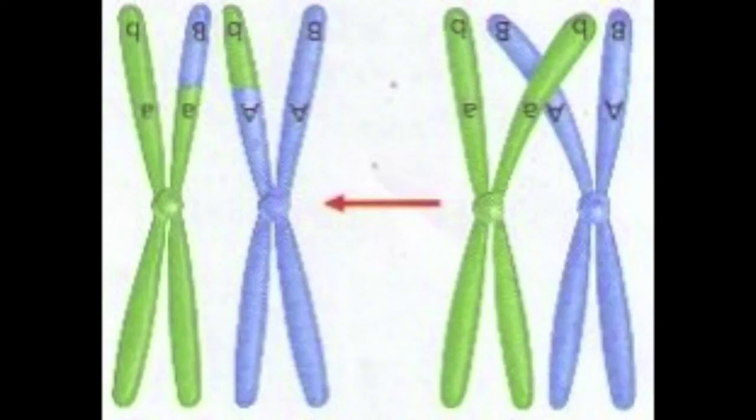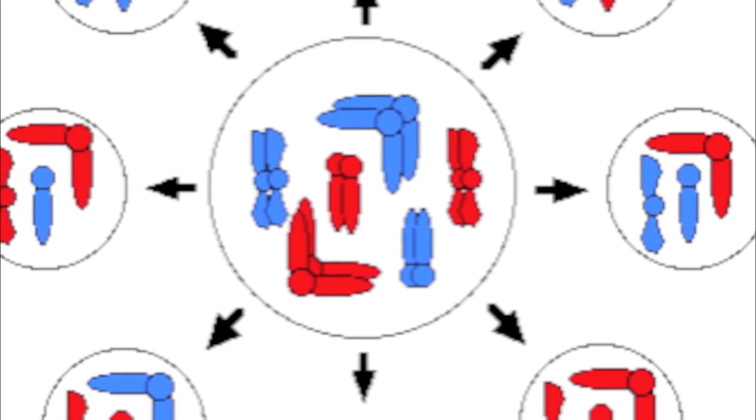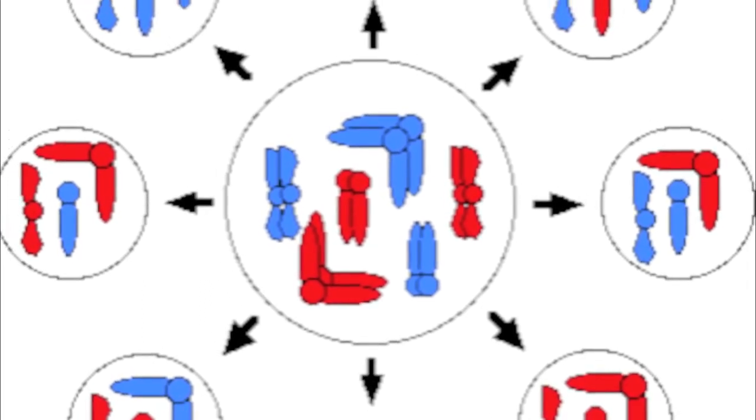Crossing over occurs in prophase. It exchanges genetic information and produces recombinant chromosomes. Independent assortment is the diversified aligning of chromosomes in metaphase I. It increases the possibility of how many genetically different cells can be produced.